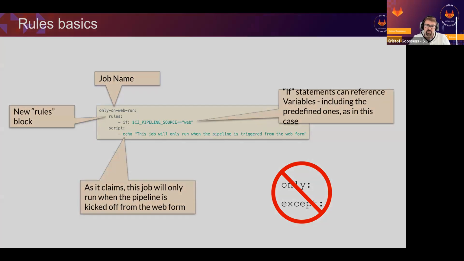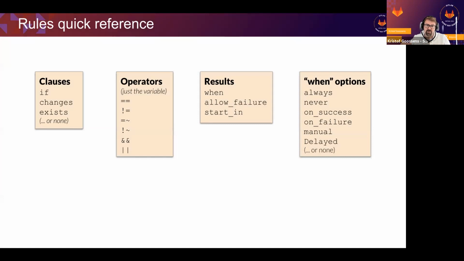The reason for that is because we have multiple portions that we can combine together. First of all, we have the different clauses, so the if clauses, changes clauses, exists, or nothing at all. The operators, whether it needs to be equal, whether it contains, can be used, and on results. So like when manual, for instance, or when delayed, it will specify the different when options, which you see in the last column there as well. A combination of all of these is possible to add to the rules keyword, and they're going to be processed from top to bottom, meaning that if something matches, we're going to stop processing the rules. If nothing matches, we continue until something matches. If not, the default rule will be applied.